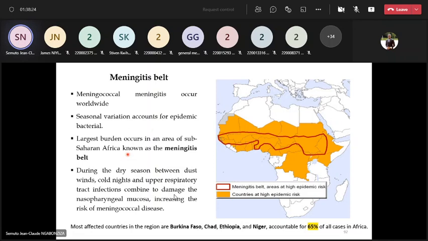They are seasonal. As we said, during the dry season, dust winds, cold nights, and upper respiratory tract infection combine to damage the nasopharyngeal mucosa, increasing the risk of meningococcal disseminated disease. So the dry season combined with cold nights with winds, and sometimes upper respiratory tract infection, allows this commensal of our nasopharynx to disseminate and cause meningococcal disease.